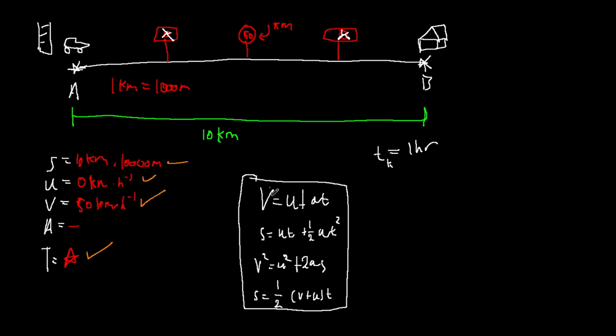Now, let's look at the first one. So we have final velocity. That's given. Initial is given. Acceleration is not given, so we can disregard this. We also have acceleration here, so I'm going to have to disregard this one as well. However, I do have v squared is equal to u squared, but we still have the a, so we can't use that.